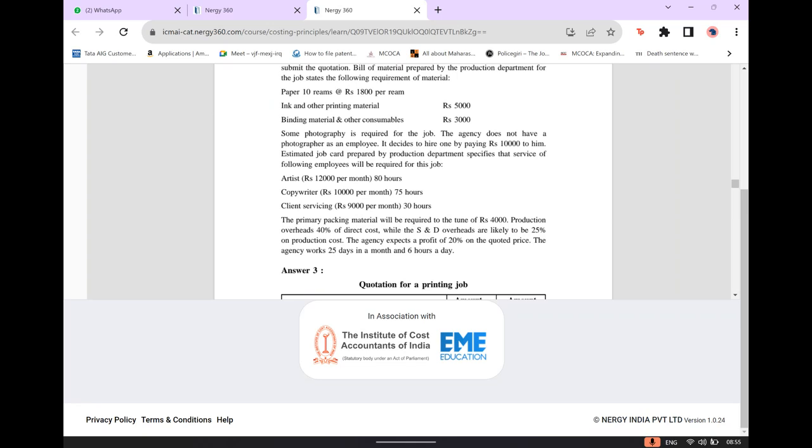The primary packing material will require to the tune of 40,000. Production overhead is 40% of direct cost, while selling and distribution overheads are likely to be 25% of the production cost. The agency expects a profit of 20% on the quoted price. The agency works for 25 days in a month and 6 hours a day. So that means in totality, they work for 25 into 6.